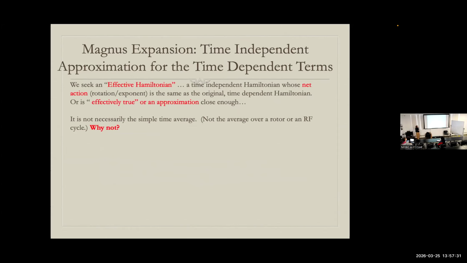So we see an effective Hamiltonian, meaning the effect is the same. Time independent, whose net action, the rotation, the exponent, is the same as the original time dependent Hamiltonian, but you don't have all this crazy time dependence. It's effectively true, or an approximation close enough. Is it necessarily the same as a simple time average? Not necessarily a rotor cycle average. Why not?